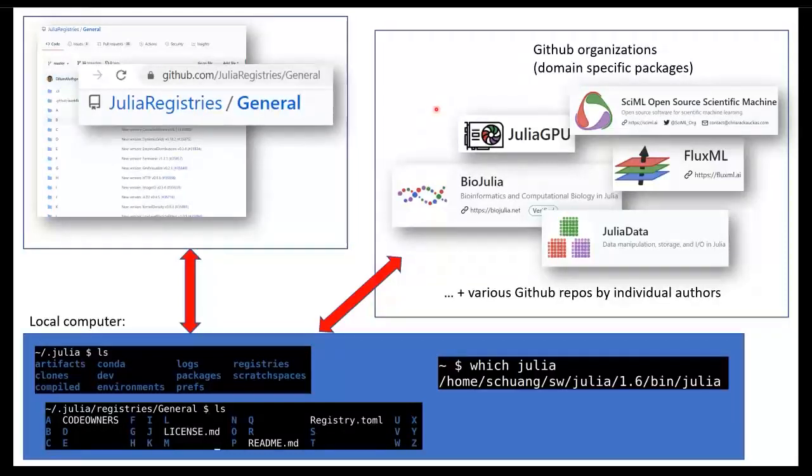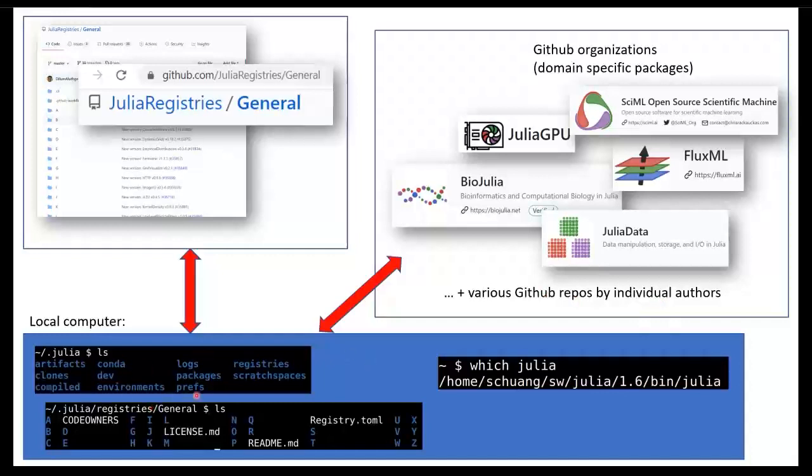Some of the popular packages are organized into so-called GitHub organizations based on the application areas. For example, as displayed here, BioJulia is one of the organizations that contains a number of packages related to computational biology. Another example is JuliaData, which organizes a number of packages related to data manipulation and I/O operations. There are also many other individual repositories, directly hosted under the authors' individual GitHub accounts.